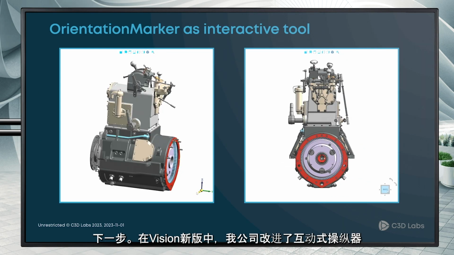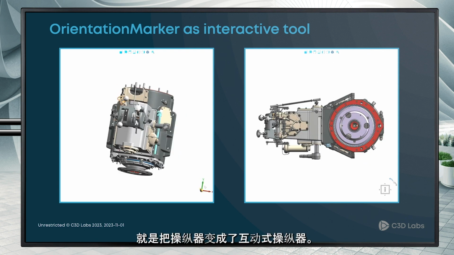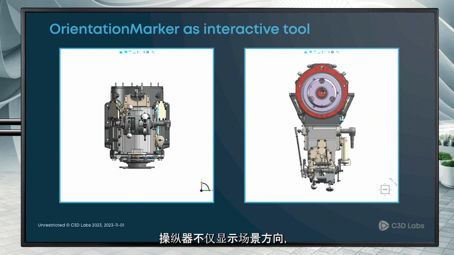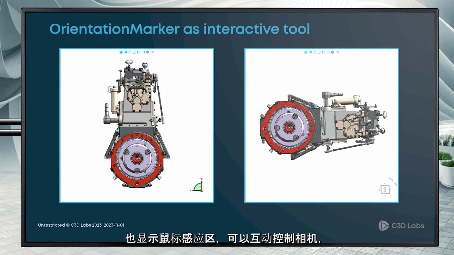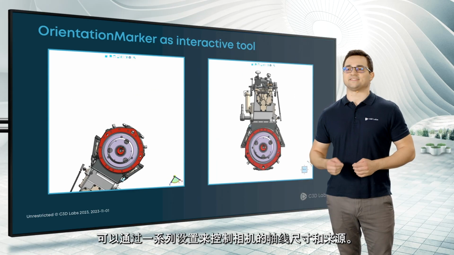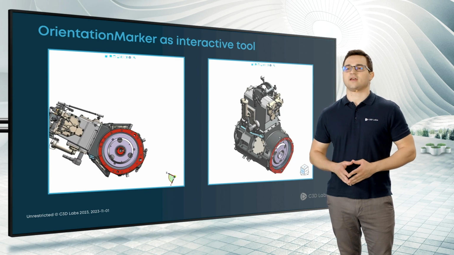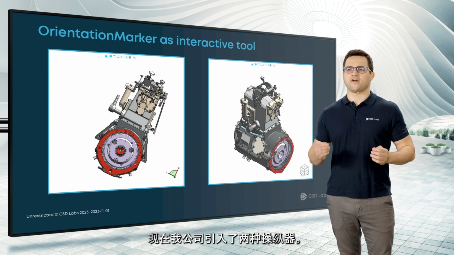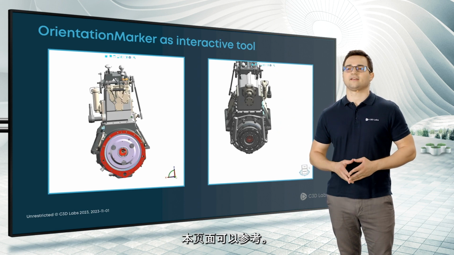In the new Vision version, we improved the interactive manipulator. Now it has become interactive. It not only indicates scene rotation, but also has mouse reaction zones, which allow you to interactively control the camera. The manipulator has a number of settings to control the size of the axis and origin. For now, we have implemented two variants of how the manipulator looks, and they are shown on the slide.